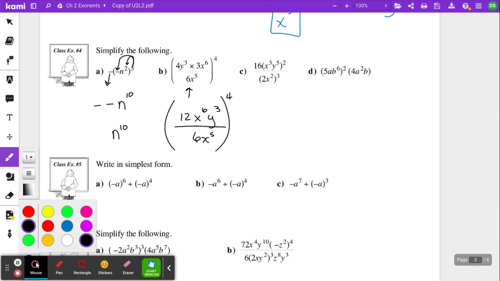Sure you could. See that 12 over that 6? We've been doing 12 over 6 for a long time. 2. So let's turn this into a 2. How about those X's?